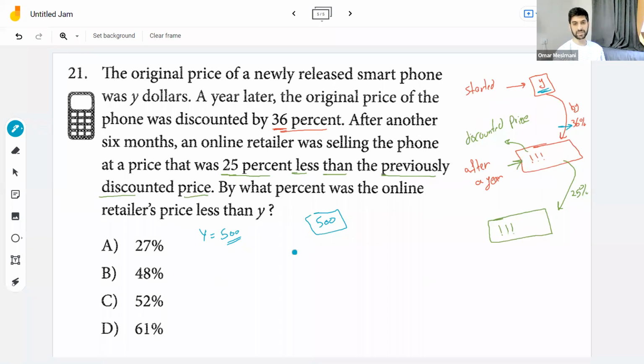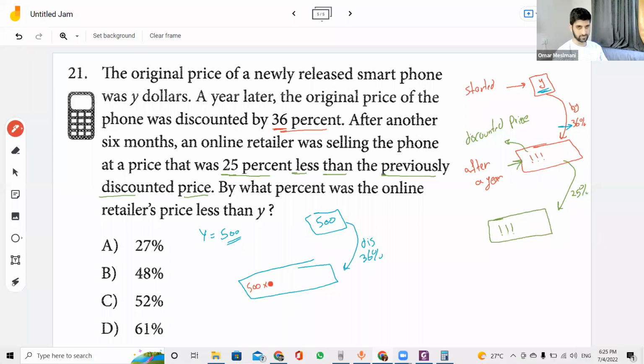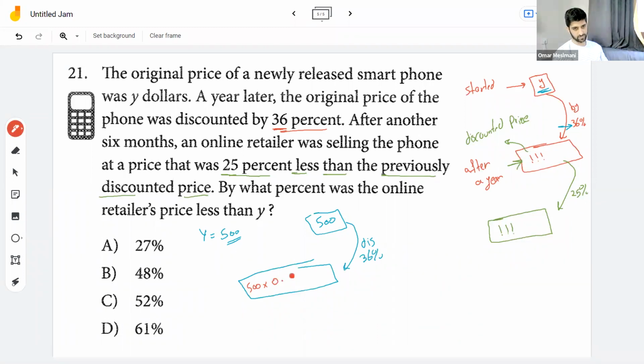So with a 36% discount, who knows how to calculate the new price right now? How can I calculate it directly? I'm going to take the 500 and multiply it by what percent? Anyone? 1 minus 0.36, which is 0.64. Yes or not? Do you know why 64?